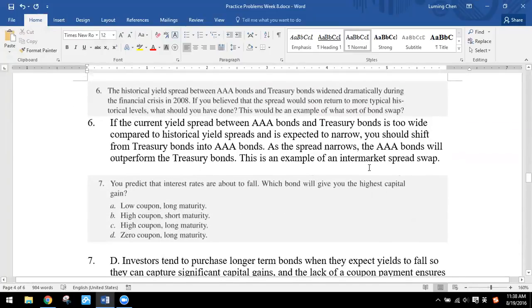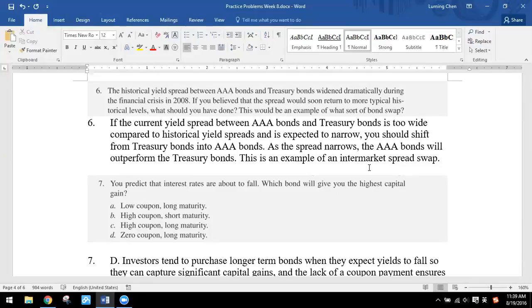Number 6, the historical yield spread between AAA bonds and Treasury bonds widened dramatically during the financial crisis because the Treasury bond is the safe haven. If you believe that the spread would soon return to more typical historical levels, what should you have done? This would be an example of what sort of bond swap?